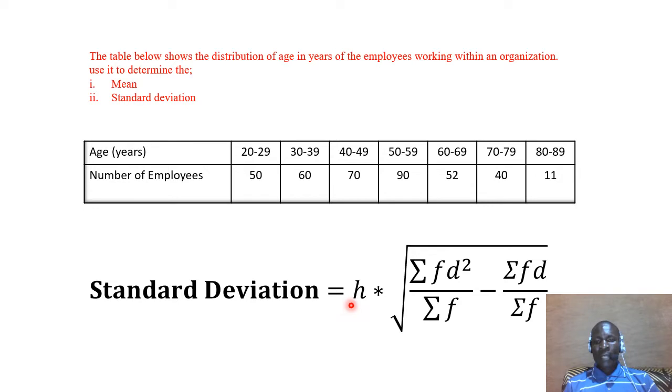Our formula, as you can see, is h times square root of summation of fd squared all over summation of f, minus summation of fd all over summation of f, all squared. Don't worry, I'll explain the rest in the next procedure.